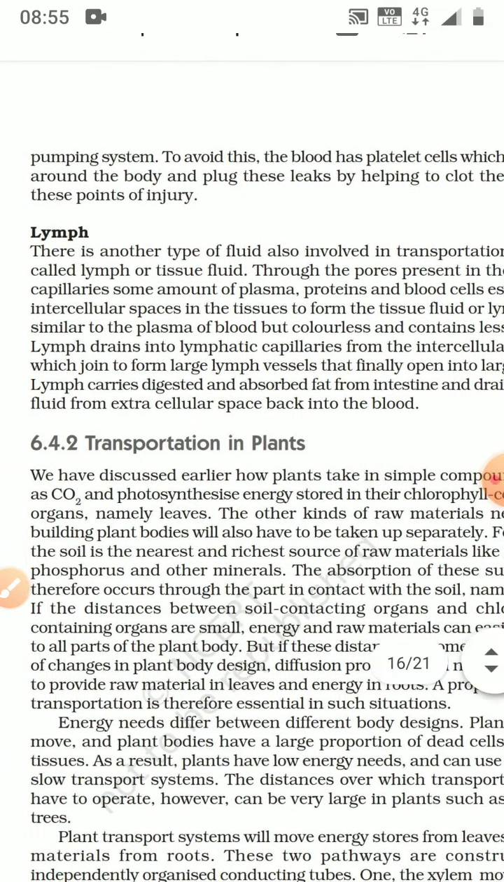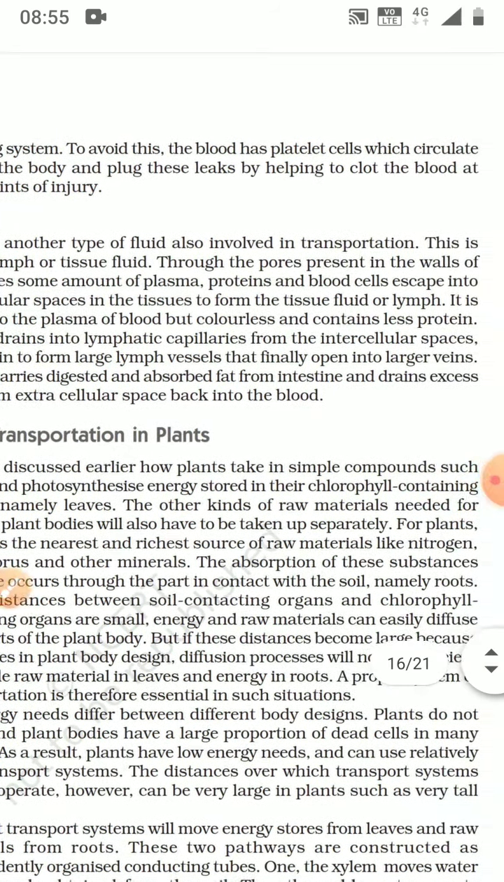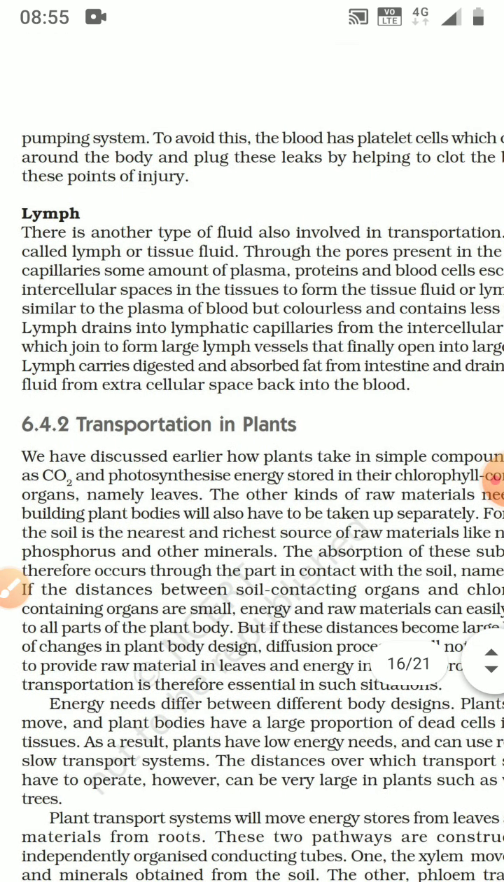Lymph drains into lymphatic capillaries from the intercellular spaces, which join to form a large lymph vessel that finally opens into the larger veins. Lymph carries digested, absorbed fat from the intestine and drains excess fluid from the extracellular space back into the blood. So this is the work of lymph. It is another type of fluid found between the tissues where the capillaries are not directly connected. So this is also a part of the circulatory system.